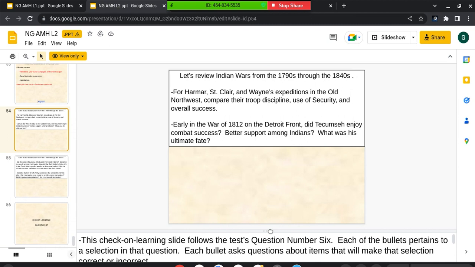Basically, okay? Understanding the difference between Fort Harmer and St. Clair. Harmer and St. Clair, same thing. They failed. Wayne, however, was successful. That's the different one. Wayne was the different one. Harmer and St. Clair, however, were both failures.